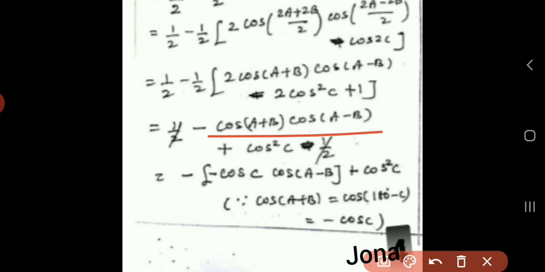Okay, and then I can write this cos of a plus b as cos of pi minus c. Pi minus c is in the second quadrant, and in the second quadrant only sine is positive. Here cos is there, so put a minus there, so minus cos c. The second factor, as it is, we have to write. And then multiply with this minus symbol here, it will get plus now. So now we have cos c into cos of a minus b plus cos square c. Isn't it?